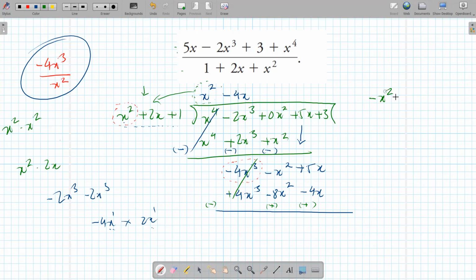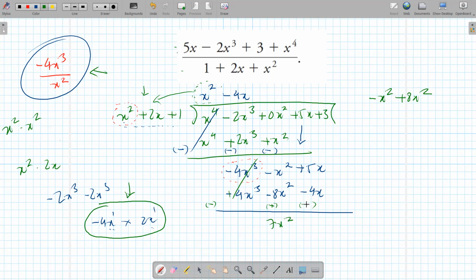What is negative x squared plus 8x squared? I take away one apple, you have 8 apples. How many apples do you have left? 7x squared. Yeah, exactly. So powers only change if you're multiplying, like in this case, this became negative x squared, or when you're dividing, that became negative 4x. When you're adding or subtracting, the powers do not change, okay? So negative x squared plus 8x squared becomes 7x squared.